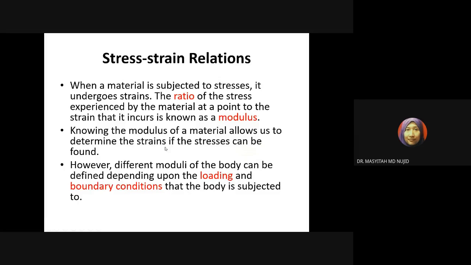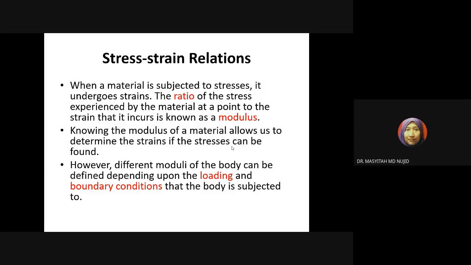And then if you want to understand what the stress-strain relation is, you may see from these definitions: when a material is subjected to stresses, it undergoes strains. The ratio of the stress experienced by the material at a point to the strain that it incurs is known as a modulus. Knowing the modulus of a material allows us to determine the strain if the stresses can be found. However, different moduli of the body can be defined depending upon the loading and boundary conditions that the body is subjected to.